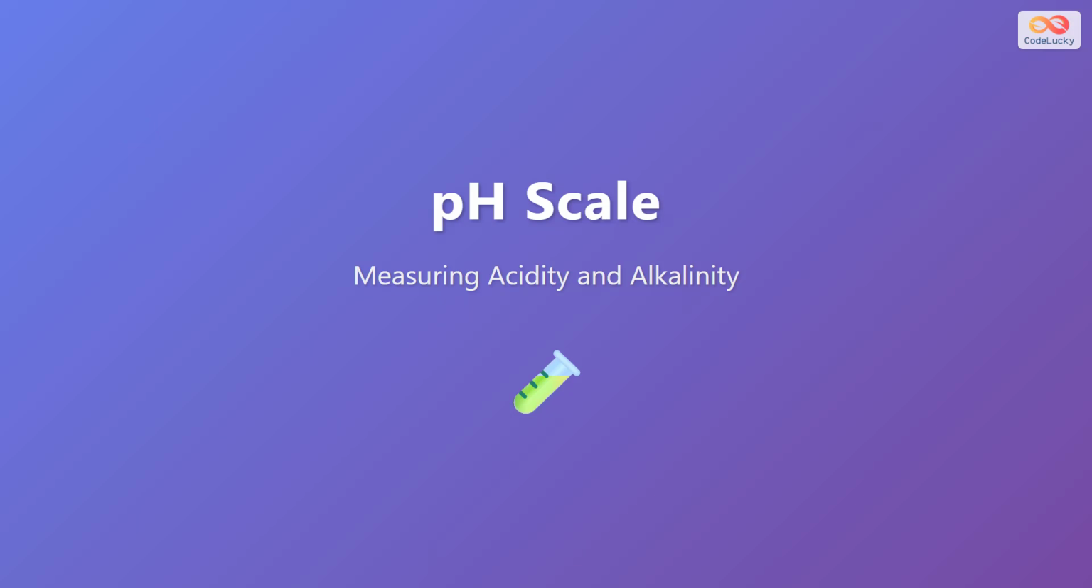Welcome to our lesson on the pH scale. The pH scale is a fundamental concept in chemistry that helps us measure and understand the acidity and alkalinity of different substances. Throughout this video, we'll explore what pH means, how the scale works, and why it matters in everyday life and scientific applications.